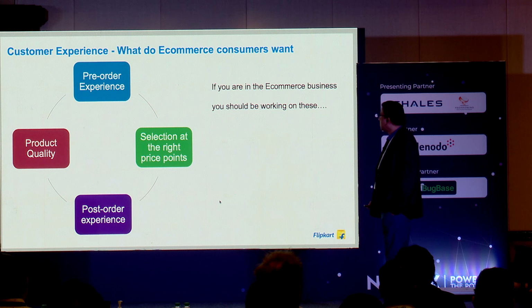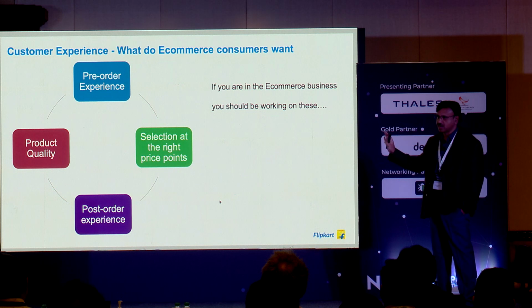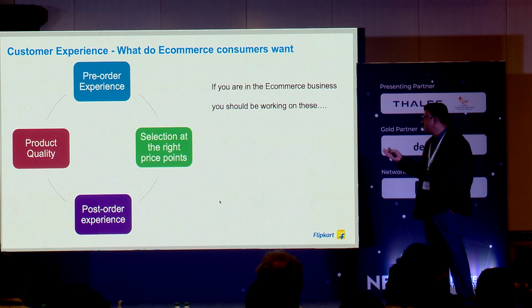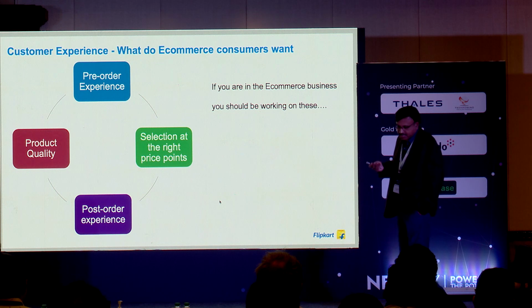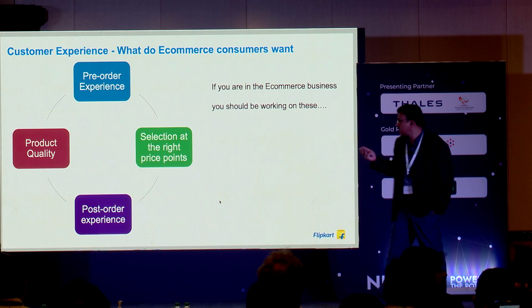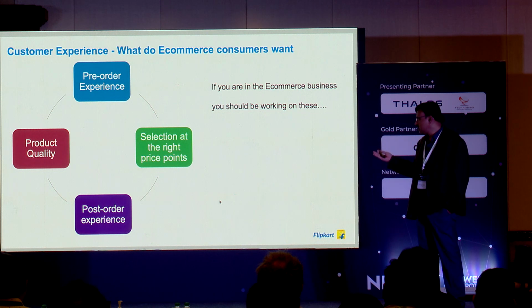Okay. If you think about what e-commerce consumers want, broadly these are the four big pieces. One is the pre-order experience, the ability to search, the ability to use the app to find what you want very quickly and efficiently. Then you want to make sure that the platform has the right assortment or selection. Selection is basically what retailers refer to as assortment, and you have the selection at the right price point for different customer cohorts. And then you have the right post-order experience. Once you order, things arrive on time and with the right quality and so on. And finally, the product quality itself.